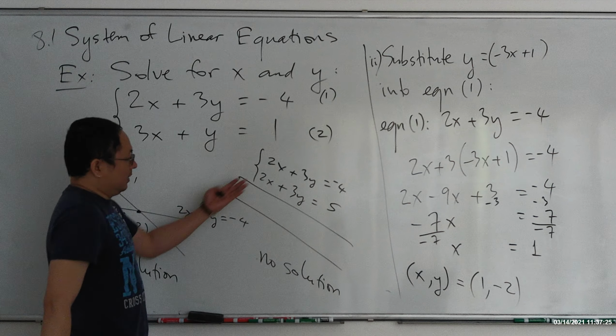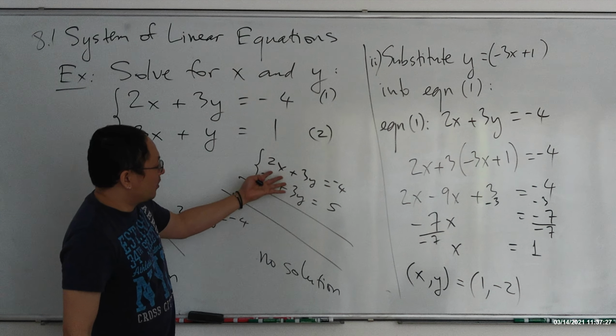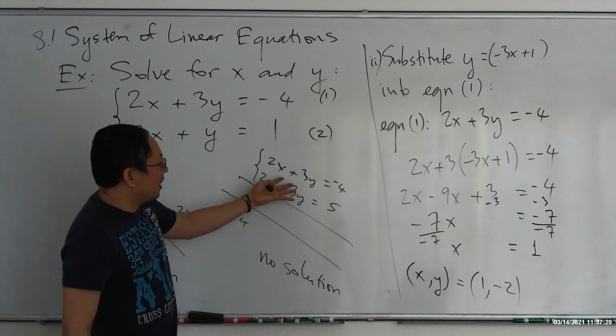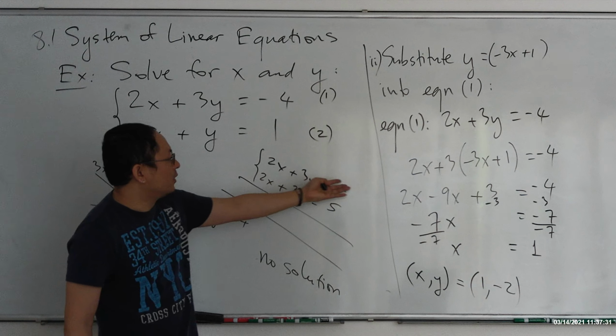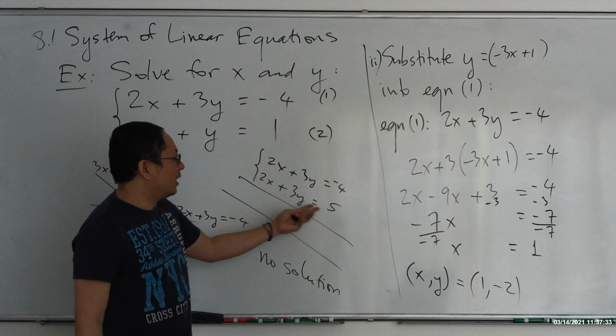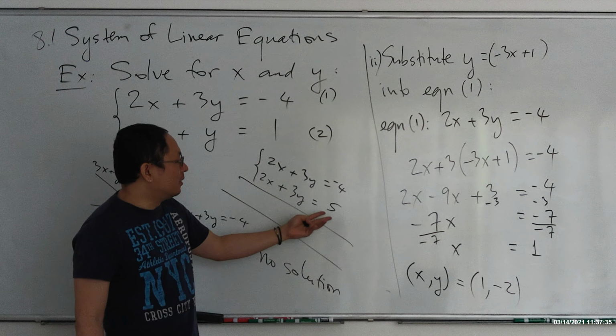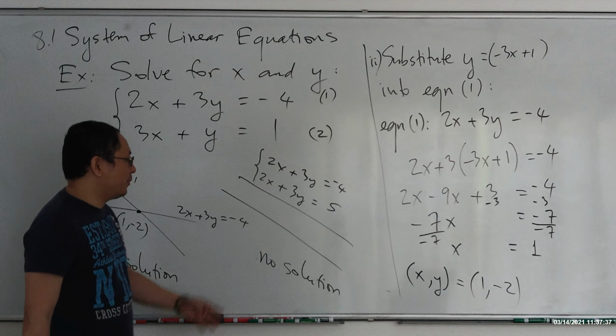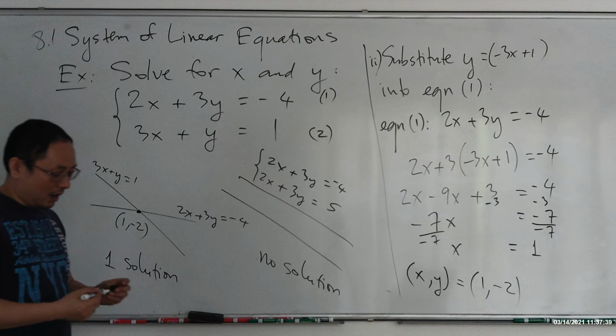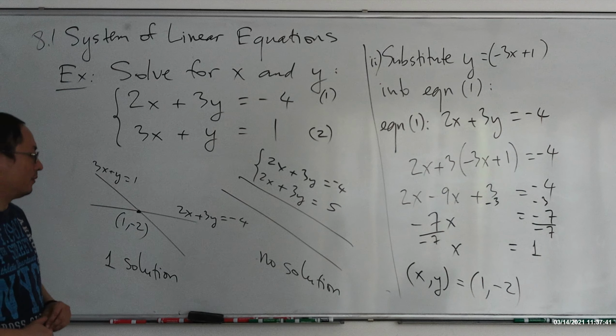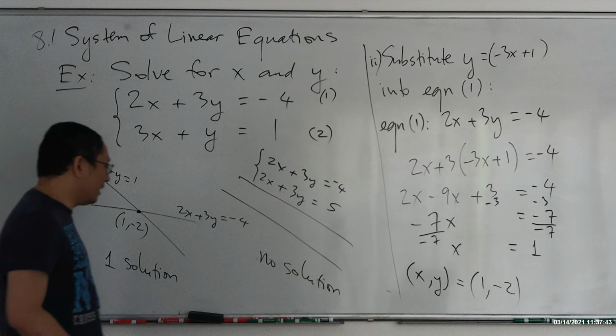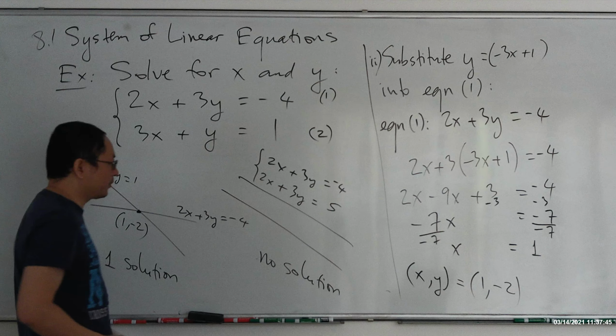So I am pretty much giving you the same expression on the left-hand side, 2x plus 3y. So how in the world can 2x plus 3y equal negative 4, and 2x plus 3y equal 5, at the same time? In other words, 5 equal to negative 4. It never happens. So the two lines will be parallel, same slope, different y-intercept. Okay? And then there's another case which is pretty special.